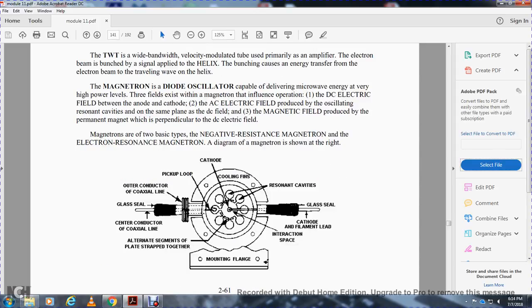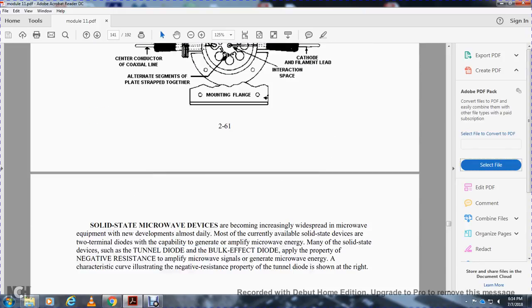Magnetrons are of two basic types, the negative resistance magnetron and the electron resonance magnetron. A diagram of the magnetron is shown at the right. Shown are the cathode, pickup loop, coaxial line center conductor, glass seal, anode plate segments, mounting flange, interaction space, cathode and filament leads, and resonant cavities.